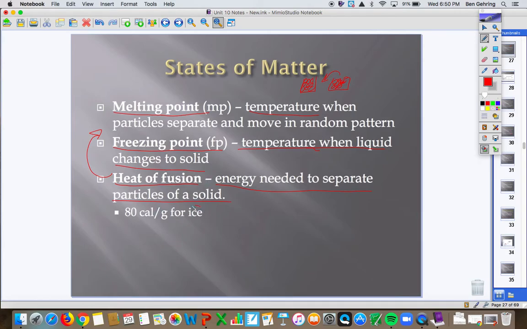So this is the energy associated with these two phase changes. In the case of water, your heat of fusion is 80 calories per gram. So for water to freeze, it has to lose 80 calories per gram in order to form ice. For ice, it has to gain 80 calories per gram in order to form water, liquid water.